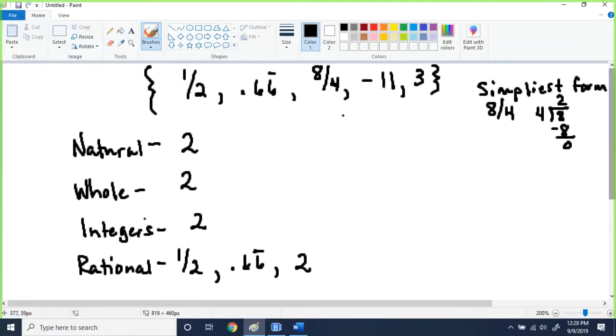-11 is a whole number that's negative on a number line, so it'll go into integers and would also be a rational number. And our last number is 3. It would be a natural number, a whole number, on the number line as a positive number, and that would also be included as a rational number.